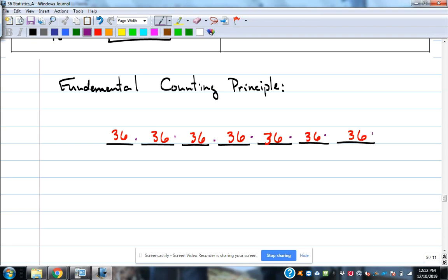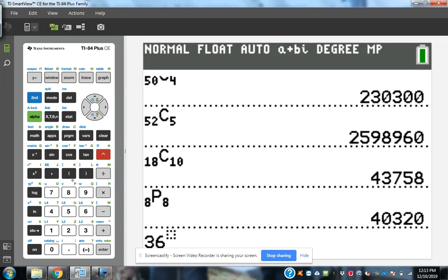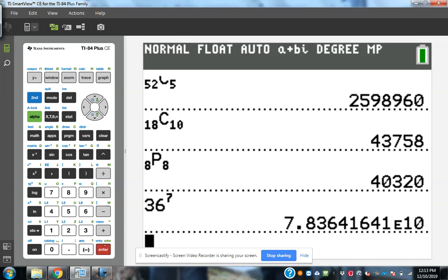So that's 36 to the 7th power, right? 36 to the 7th power. That's a big number. That's scientific notation right there. That E10, that means 7.83641 times 10 to the 10th power. So you move the decimal place 10 times to the right. That's a stinking bunch of different plates that could be.